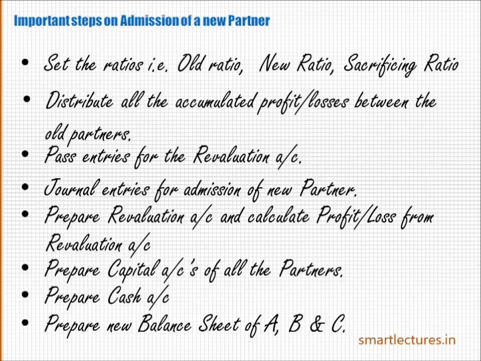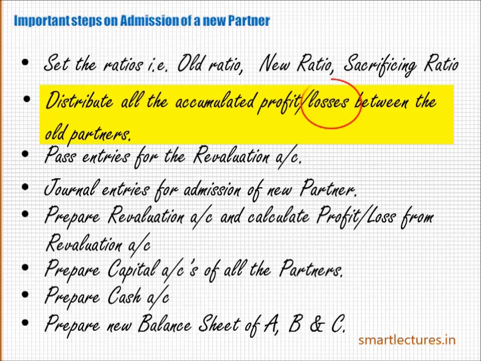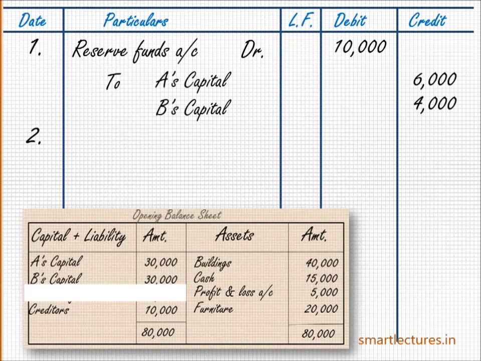Now the next entry. Distribute all the accumulated losses, and accumulated losses are always on the asset side. So let's have a look at the balance sheet on asset side. Is there any accumulated loss? Yes. There is profit and loss account of rupees 5,000 on asset side. It means this is the accumulated loss. You have to distribute and you have to remove this item from the balance sheet.